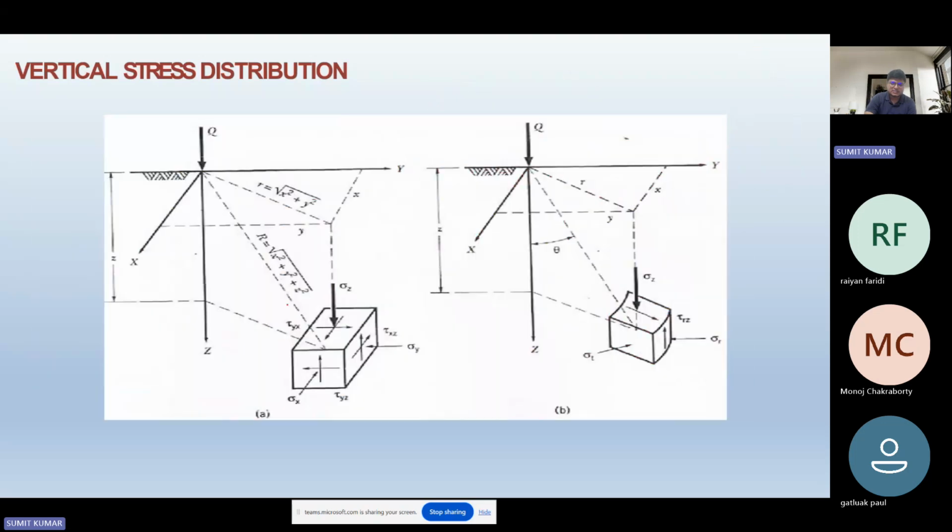In the previous slide you can see that all the things like sigma x, the stress in the x direction, sigma y, stress in the y direction, sigma z, stress in the z direction, which is compressive over here.